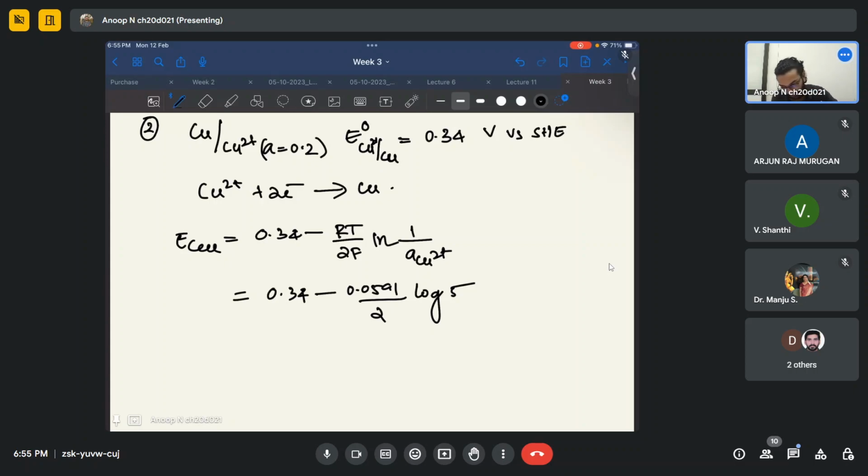Is it clear? It is equal to 0.3193 volt versus SHE. Is it clear to everyone? Shall we move to the next question?